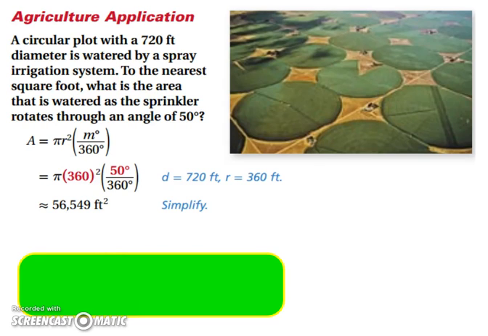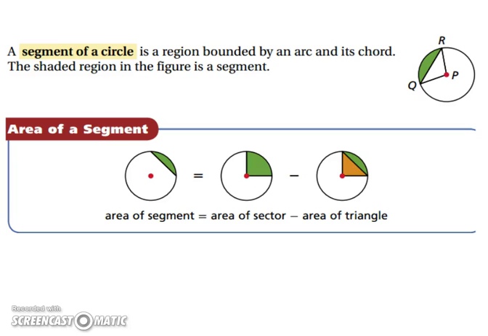Let's look at another formula. A segment of a circle is a region bounded by an arc and its chord. Basically, it's the little shaded region. To find that, you're going to find the area of your sector, which is what you've just been doing, and you're going to subtract the area of the triangle, something that we know how to do from a previous section. When you take your area of your sector, subtract the area of your triangle, you're left with the area of a segment.